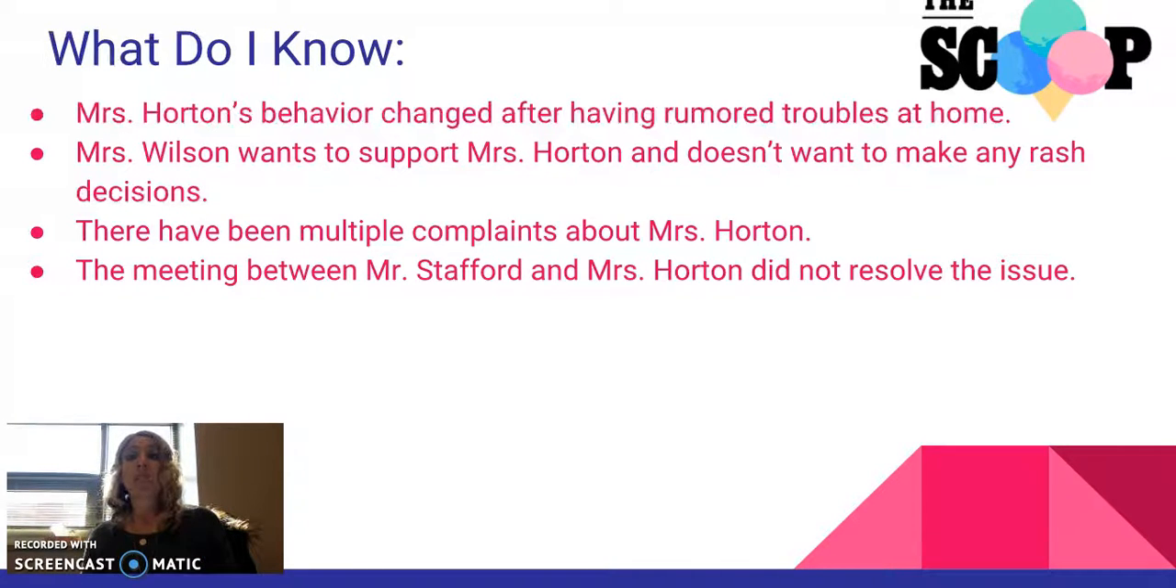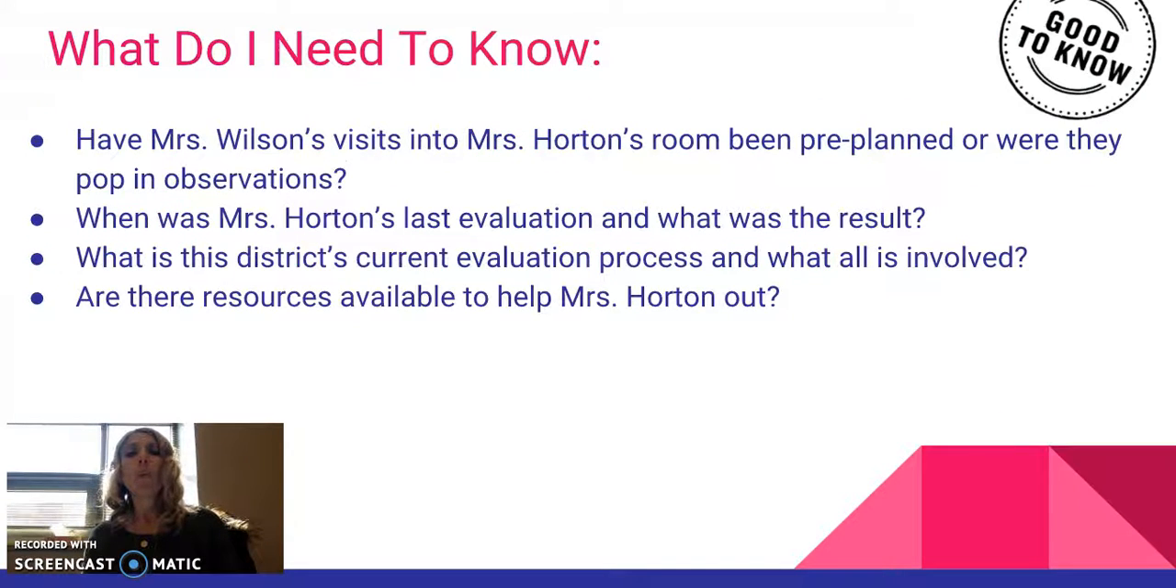I also know that there have been multiple complaints about Mrs. Horton from almost everyone that she comes in contact with. And I also know that the initial meeting between Mr. Stafford and Mrs. Horton did not resolve the issue, and he still is demanding that his daughter be moved from that classroom. What do I still need to know?